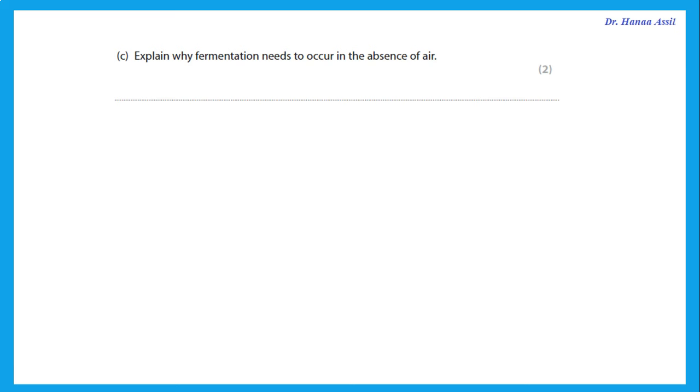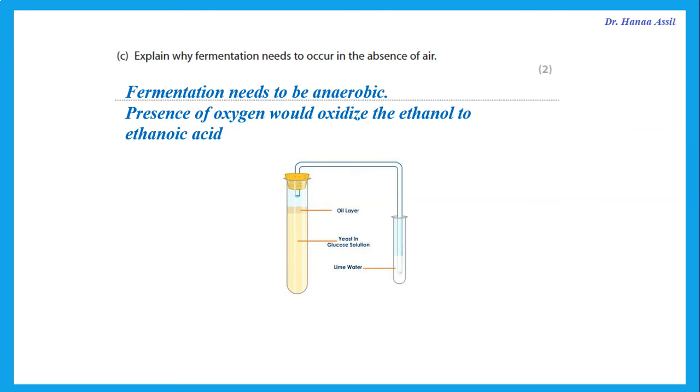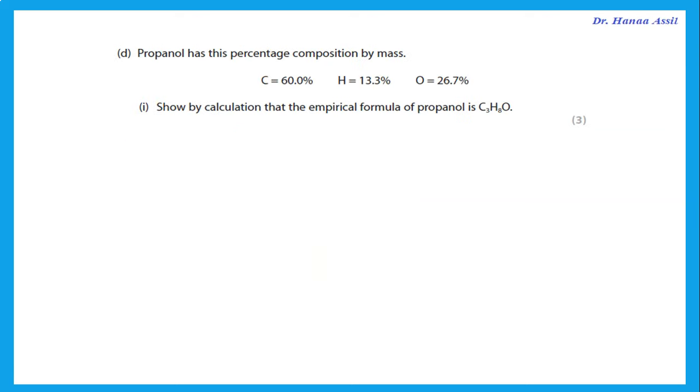Explain why fermentation needs to occur in the absence of air. Remember that this is what we call anaerobic respiration. Fermentation should occur in absence of air. It's an anaerobic process, and if I have oxygen present, the product which we want, which is ethanol, will be further oxidized by the oxygen. So instead of getting ethanol, we get ethanoic acid. So we need to do this in absence of oxygen or in absence of air.